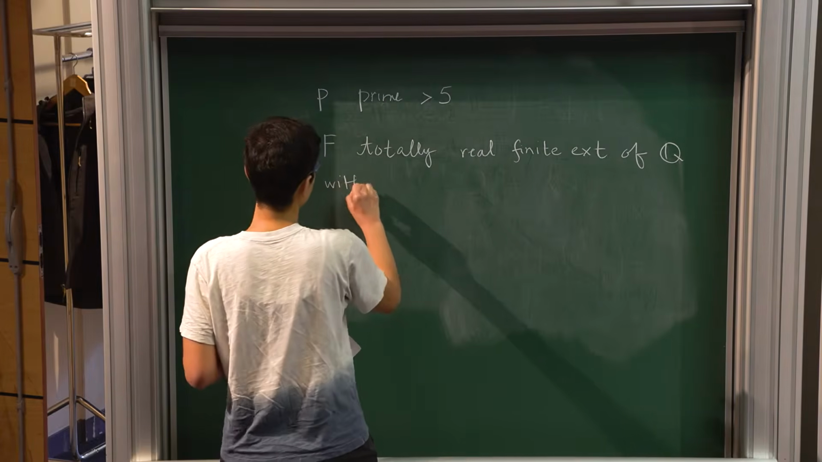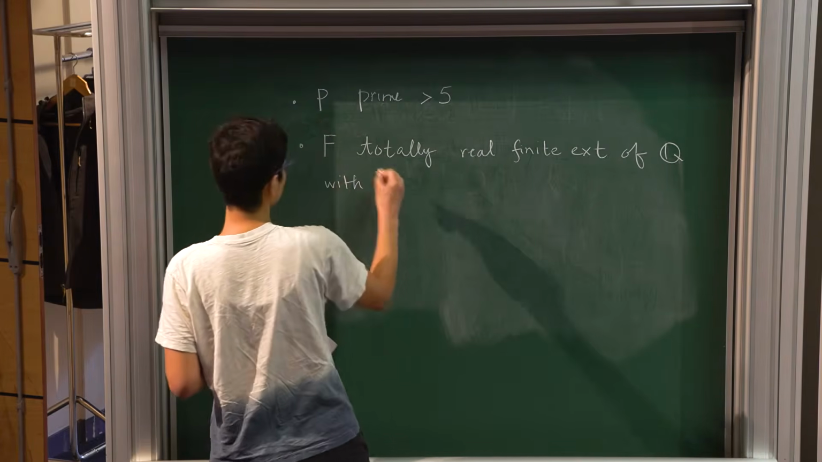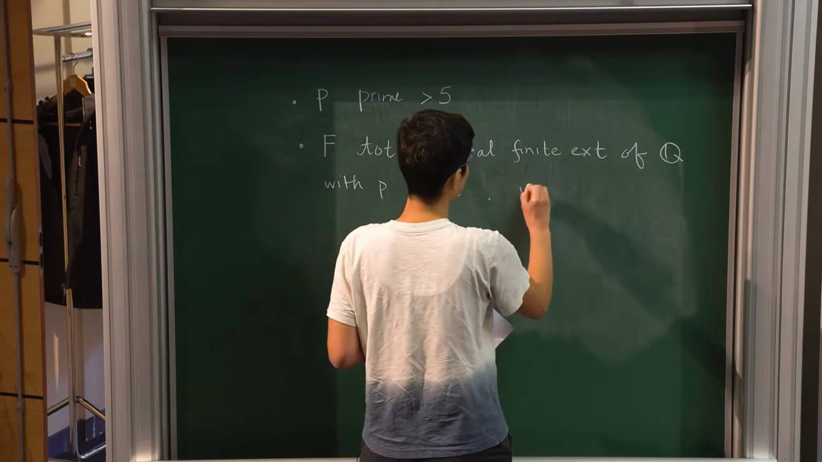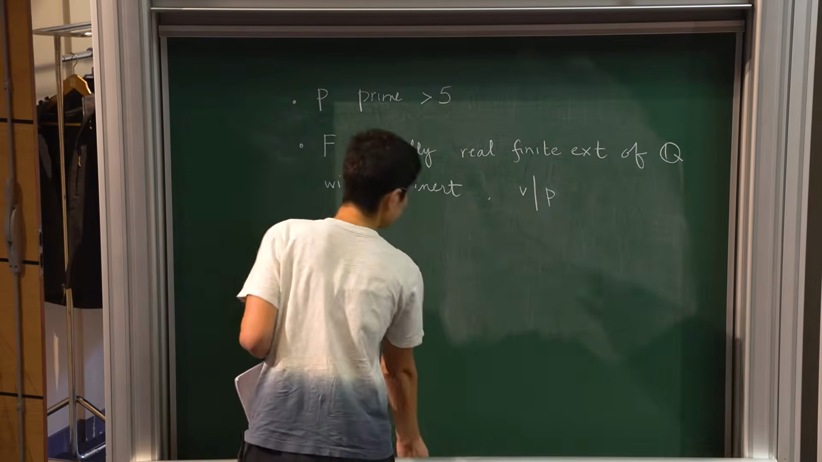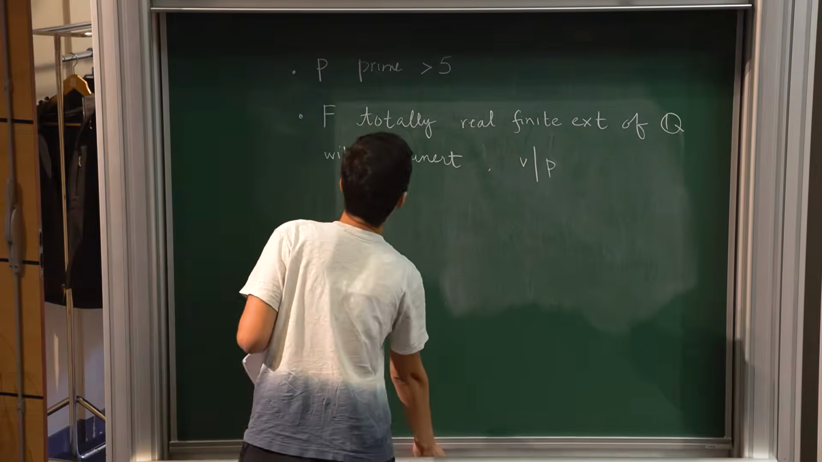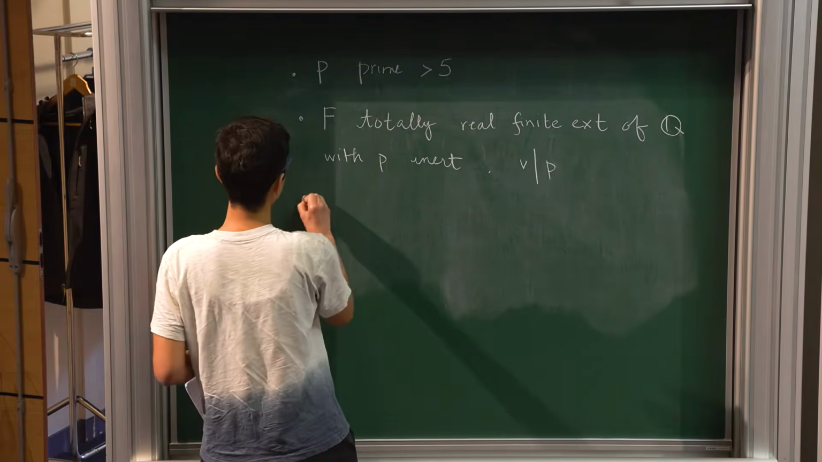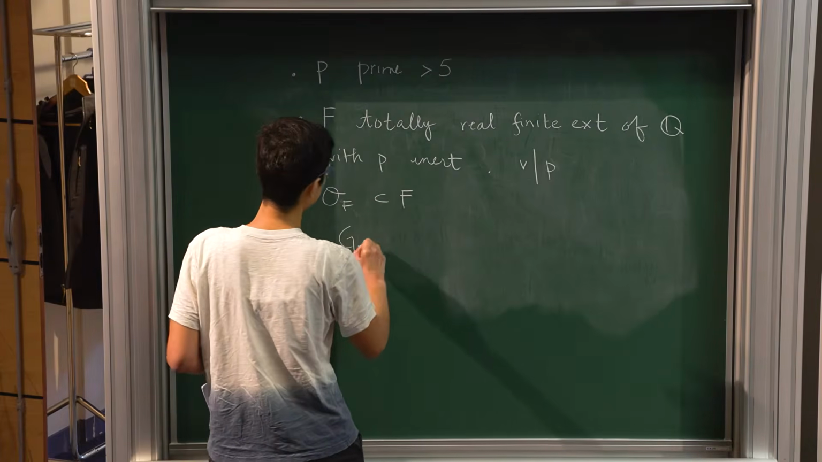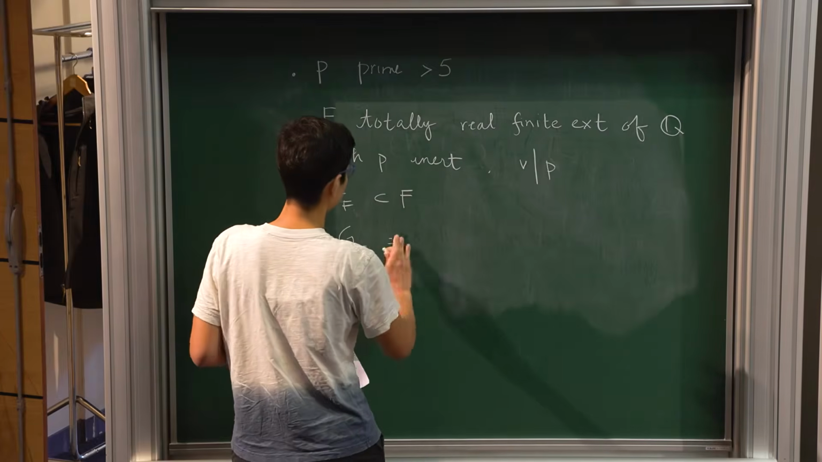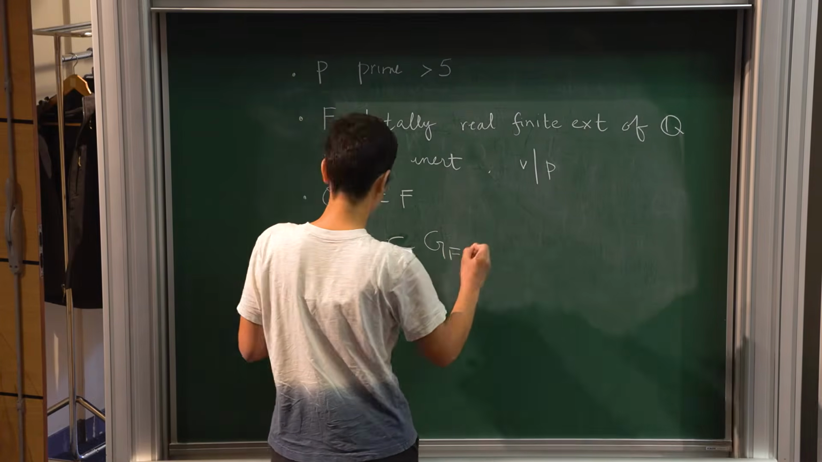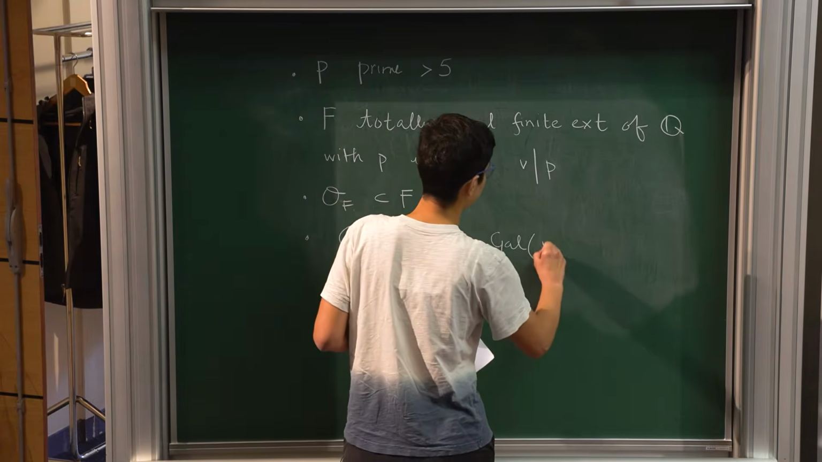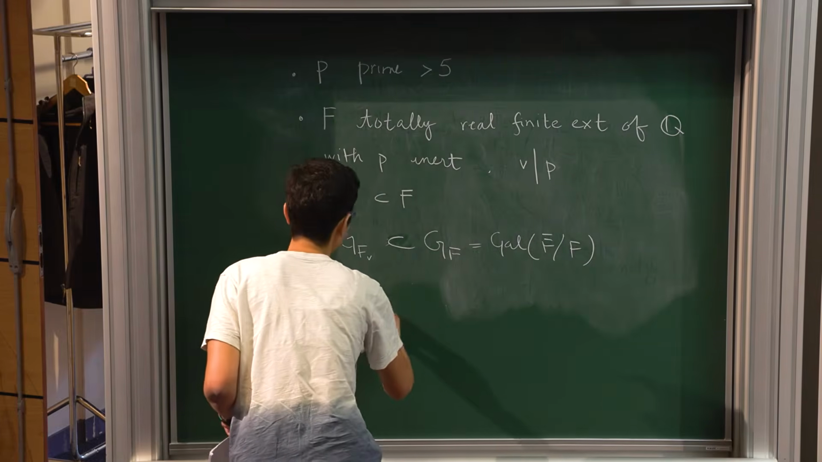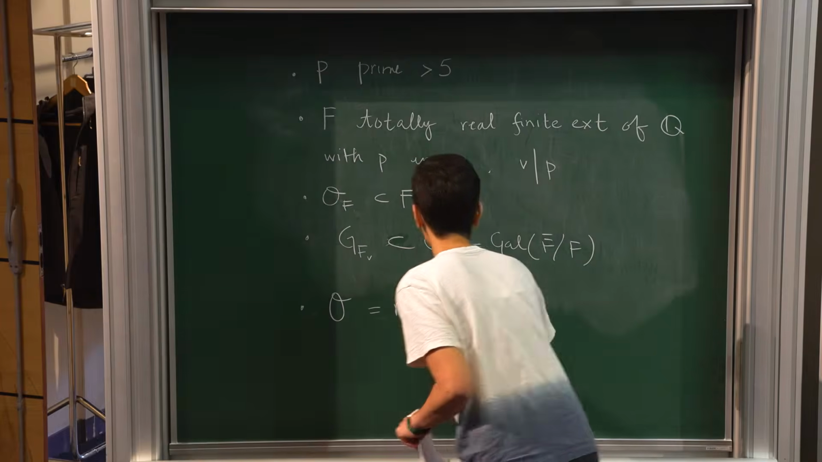With P inert, and all of this can work with P unramified, but for simplicity, I'll assume that P is inert. And V will be the place of F dividing P. Okay. OF will be the ring of integers of F. GFV will be the decomposition group of F at V. And for our coefficients, O will be the ring of integers in some large finite extension of QP.